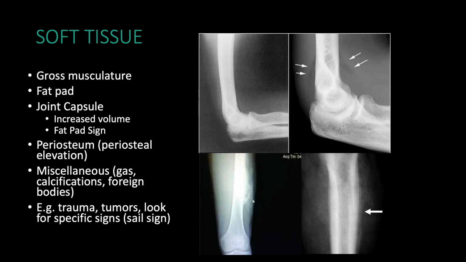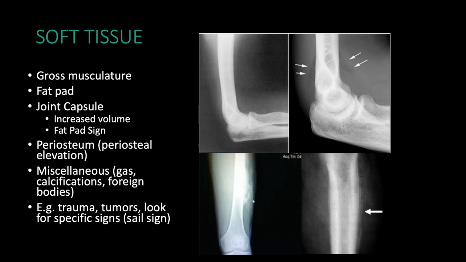Then we look at soft tissue. Looking out here, look at this gross musculature. You can see the shadows of the soft tissue. You may see fat pads, those type things. In this case, we see a lifting of the soft tissue here. It's called a fat pad sign. So you see this soft tissue's been lifted away compared to this elbow. You don't see anything like that. You see this nice shadow right here.